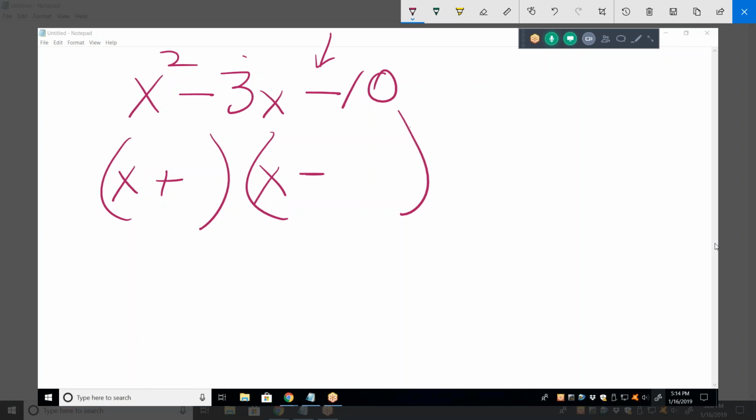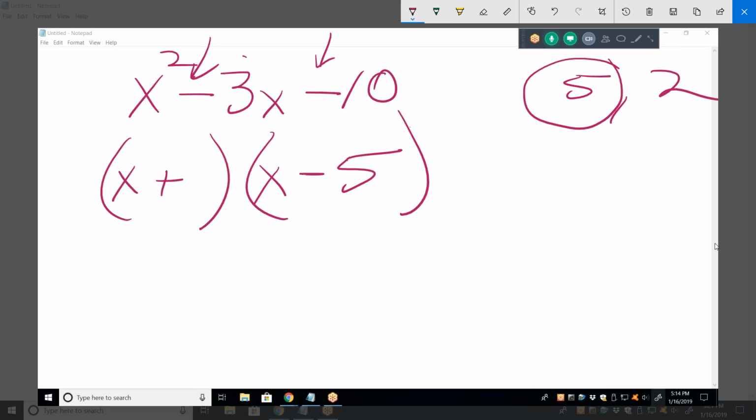Well, that's still 5 and 2, right? Okay, but now it matters where I put the 5 and where I put the 2. So there's a fourth step. The fourth step is you take the larger of the factors, the 5, and you put it with the sign of the middle term, negative. So the 5 goes right there. The 2 goes right there.